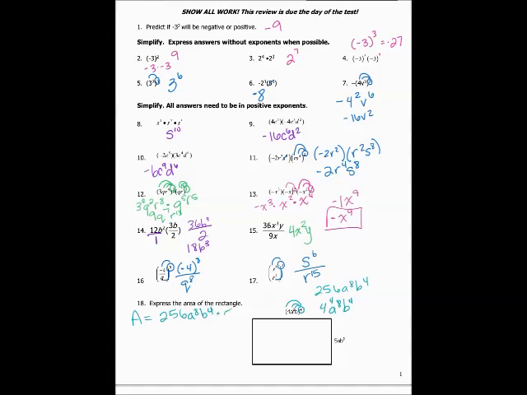times 5ab squared. Now we're just multiplying, so that's going to be 256 times 5, which is 1280. And then we're going to add our exponents, which is a to the 9th and then b to the 6th.